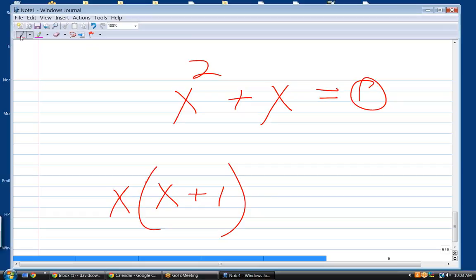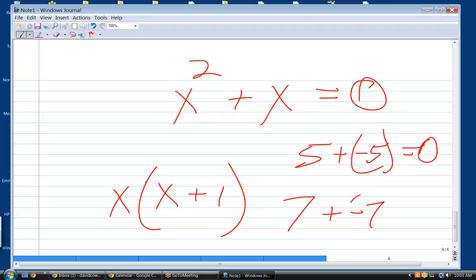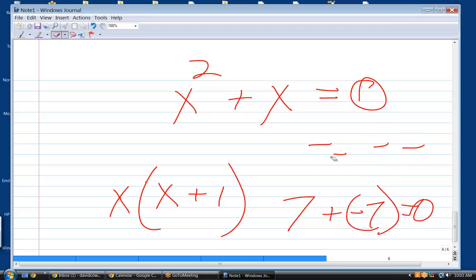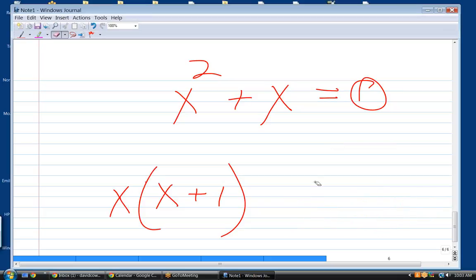Well, when you add two numbers together and get 0, you can't really figure out what either one of them are. I mean, I could be adding 5 plus a negative 5 and getting 0. Or I could have 7 plus a negative 7 and be getting 0. So just having two numbers added together getting 0 doesn't solve.